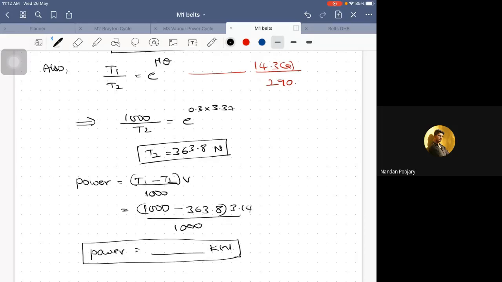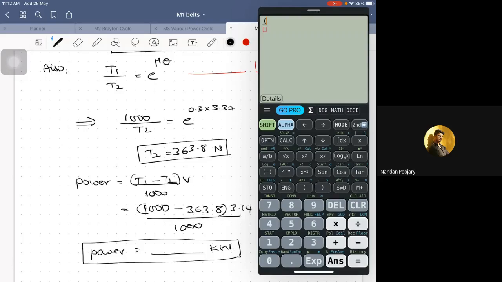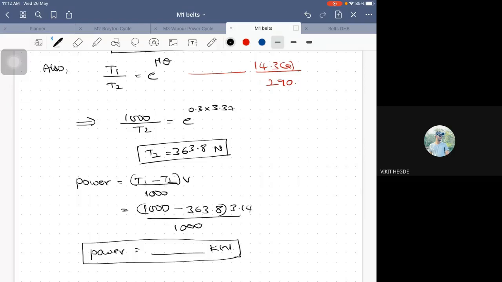Yes, give me the value of power. 1.997. So approximately I can take it as 2 kilowatts of power. So there ends your problem.